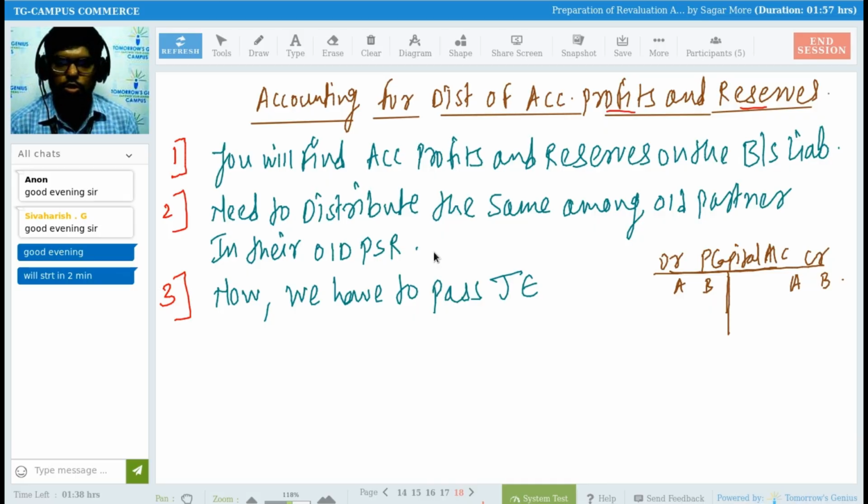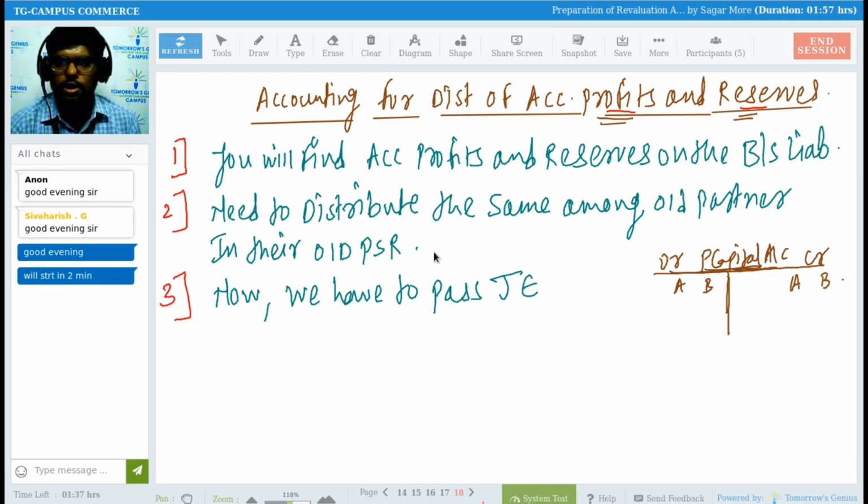Getting my question, Shivarish, Dhanushri, Sadhna, Parth, Sati? My simple question is, if you are distributing this profit and reserves to old partners, where are you going to record it? On the debit side of partners' capital account or credit side of partners' capital account? Credit side. Shiva is saying we have to record it on the credit side of partners' capital account.